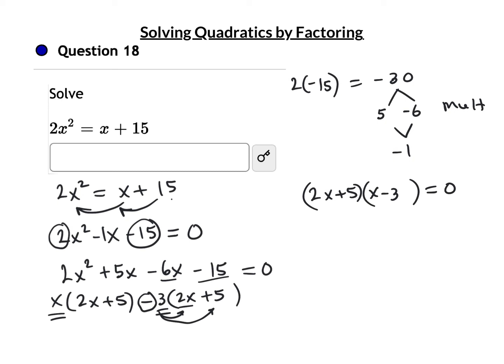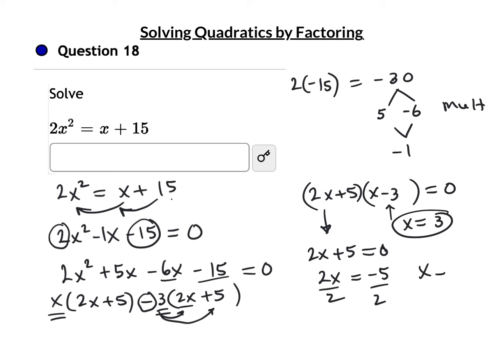Just like the last example, one factor, we can see the answer at a glance, x equals 3, because 3 minus 3 is 0. The other one, let's make an equation. 2x plus 5 equals 0. Subtract 5 from both sides. 2x equals negative 5. And divide by 2. And there's our second answer, negative 5/2.